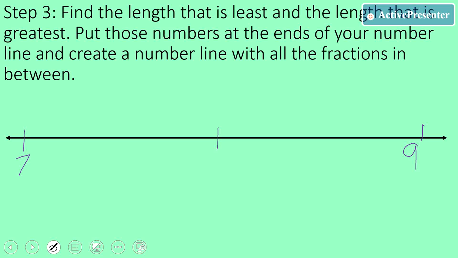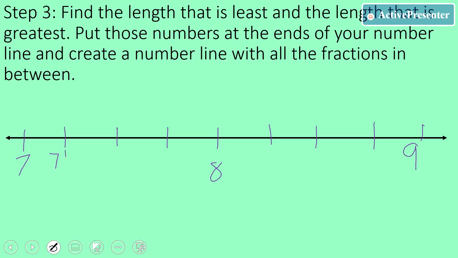So when I make it, I'm going to say, okay, if I think of halfway in between, my line is going to be my 8, then I need 3 lines in between my 7 and my 8 because I need 4 pieces. And I need 3 lines in between my 8 and my 9 because I need 4 pieces. So now I'm going to label it.